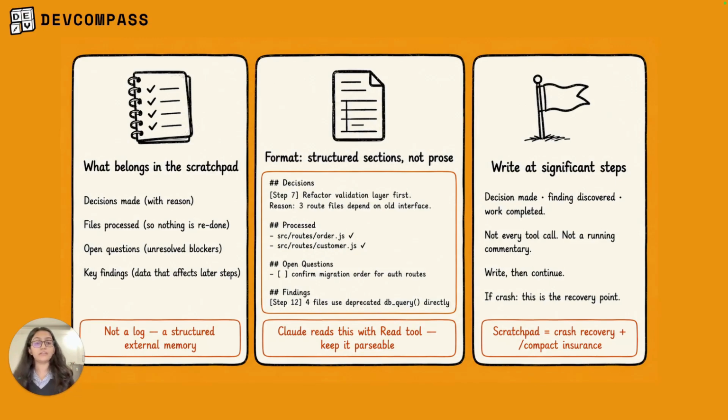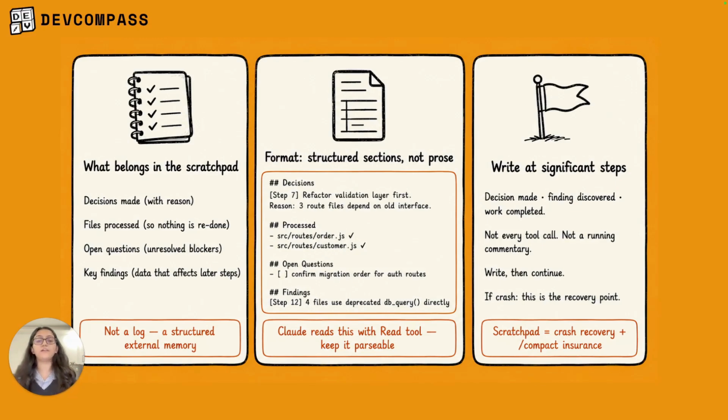Step 7: decided to refactor the validation layer before migrating the API routes. Reason: 3 root files depend on the old validator interface. Files processed: a list of completed files, so Claude doesn't reprocess them. Open questions: things that need resolution before the session can continue. And key findings: data discovered during the session that will affect later steps.